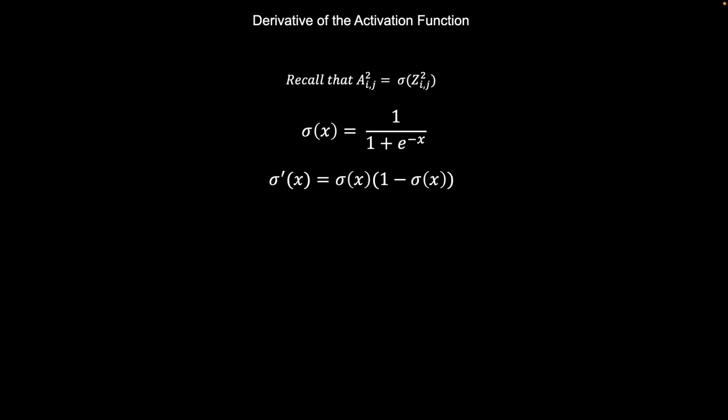Sigmoid is defined as 1 over 1 plus e to the negative x. Sigmoid prime, or the derivative of sigmoid with respect to its input x, is defined as sigmoid of x times 1 minus sigmoid of x. We're not going to get into the derivation of this formula, but rather just focus on the application. Therefore, the derivative of A2 with respect to Z2 is simply sigmoid prime of Z2.